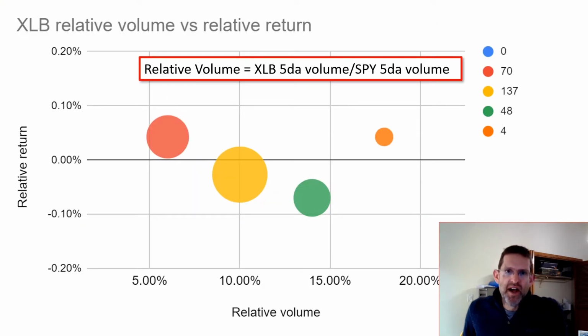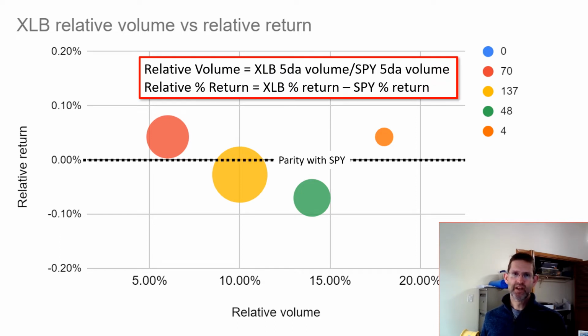So here's a strange plot, which I'll explain in some detail, so be patient. I'm plotting the relative volume against relative return. So first, what is relative volume? That's just XLB's daily volume divided by SPY's daily volume. And I compute that as a 5-day average of past values.